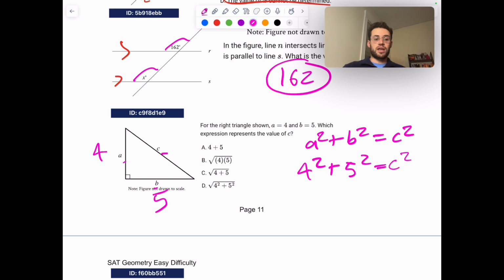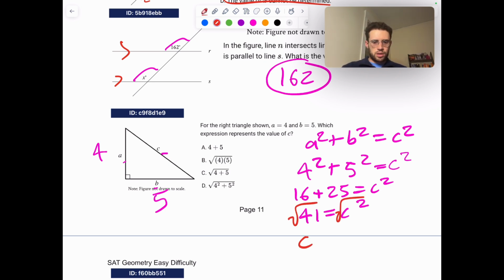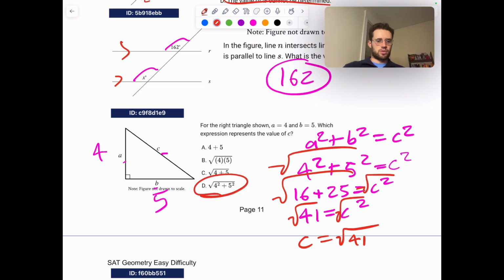But that would be with 3 and 4 as the legs. The hypotenuse always has to be longer than the legs. So in this case, it's going to be something bigger than 5, and it won't be a whole number. That's why the options here are not whole numbers. So 4 squared is 16, plus 5 squared is 25, is equal to C squared. 16 plus 25, that gives us 41, is equal to C squared. So we can do the square root of both sides. C is equal to the square root of 41. Now, they don't have that option, but they just did the square root before they added it. So the square root of 4 squared plus 5 squared. That'd be this option right here, D.